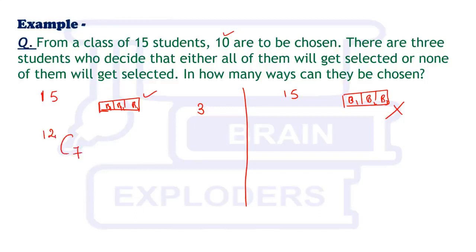In the second case, these 3 should not be chosen, but we have to choose any 10 from the remaining 12. So from the remaining 12 we have to choose any 10 in this part. So in total we can do the required task in 12C7 plus 12C10 ways.